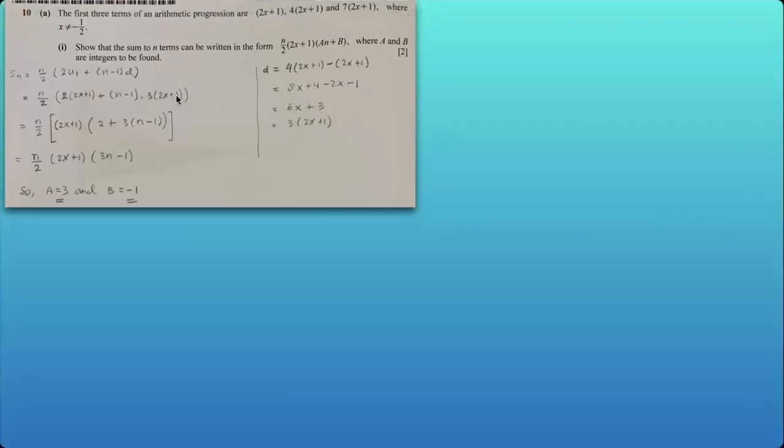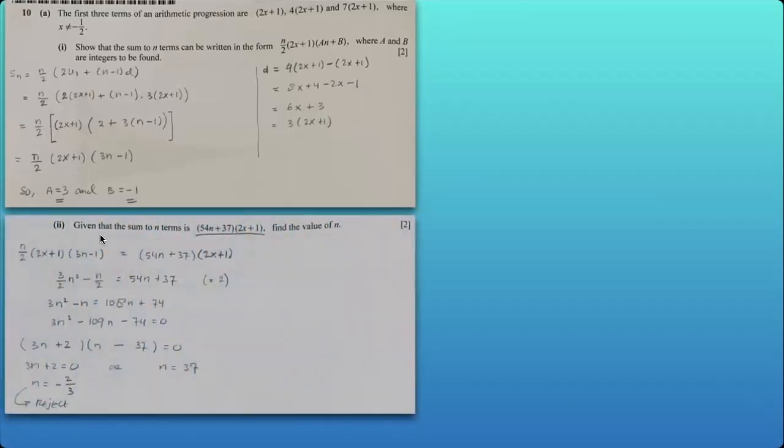Put it there. We can take out the common factor because 2x plus 1 is common to both terms. So we take 2x plus 1 out, and we end up with this expression. Therefore, a is equal to 3 and b is equal to negative 1.